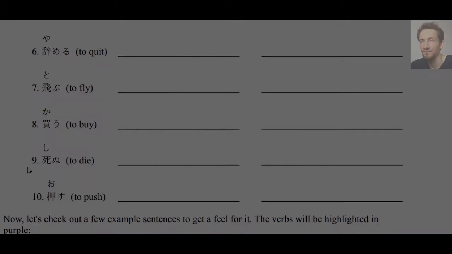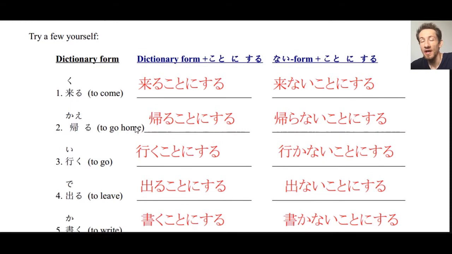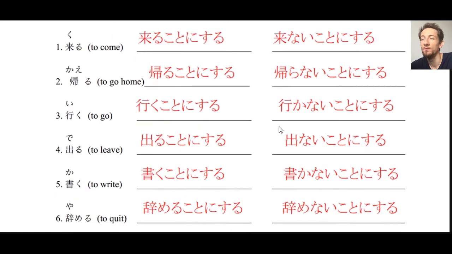And now we'll check. All right, so number 1, we have kuru. So we get kuru koto ni suru, to decide to come. Konai koto ni suru, decide not to come. We have kaeru, kaeru koto ni suru, and kaeranai koto ni suru, decide not to go home. Number 3, iku, iku koto ni suru, decide to go. Ikanai koto ni suru, decide not to go.